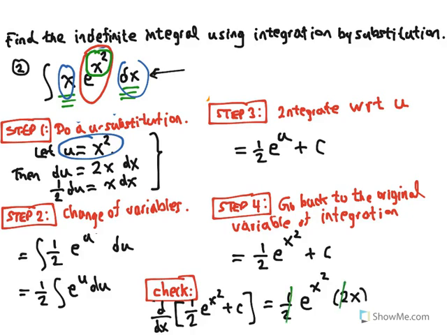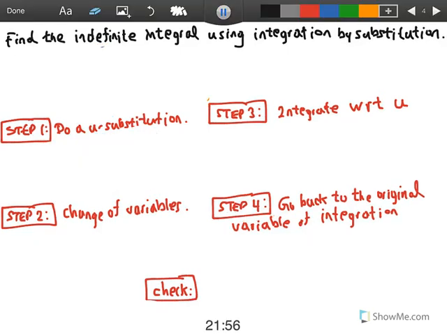And you can see that the 1/2 will cancel with the 2, leaving us x times e to the x squared. And of course, that is the integrand that we began with, showing us that this is, in fact, the correct family of antiderivatives.